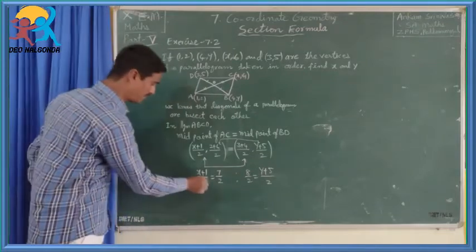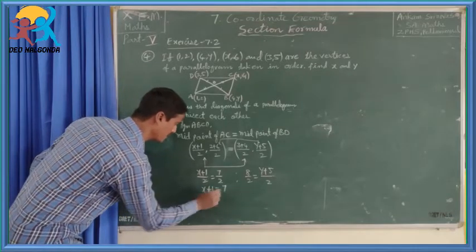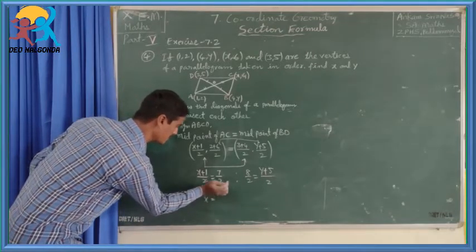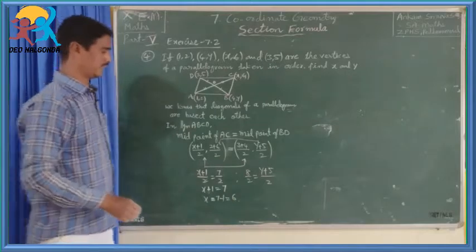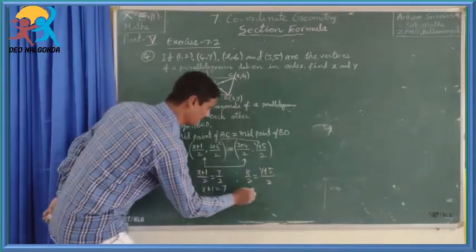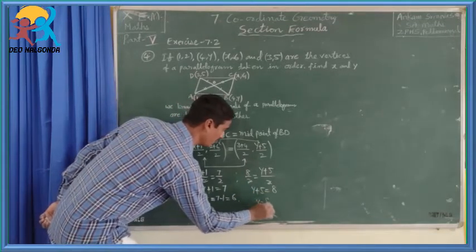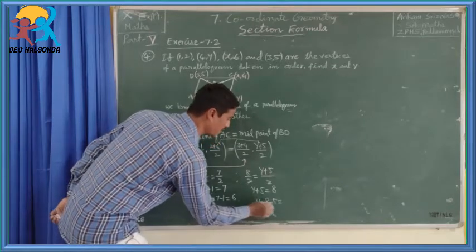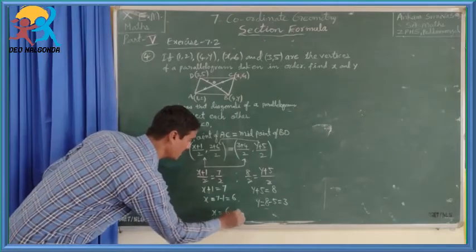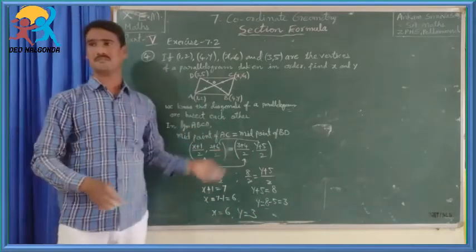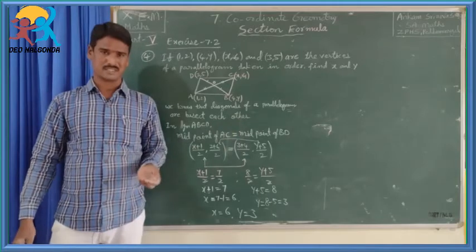Now here the 2 will be cancelled. x plus 1 equals 7, so x equals 7 minus 1, equals 6. And here 2 will be cancelled. y plus 5 equals 8, and y equals 8 minus 5. 8 minus 5 equals how much? 3. So clearly the x value is 6 and y value is 3. Very easy problem. Usually we will get a 2 marks question in the SSC examination.